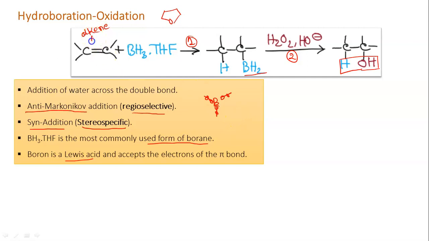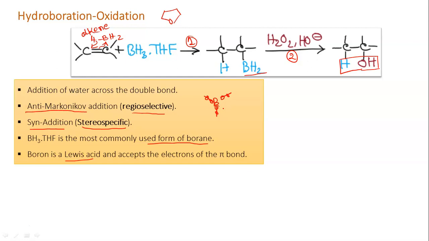So here if I write H and BH2 in this way, the pi bond will be attacking this BH2 because boron is electron deficient, and then H will be added here. So H and BH2 both are added from the same side. Detailed mechanism obviously we will discuss after some time.